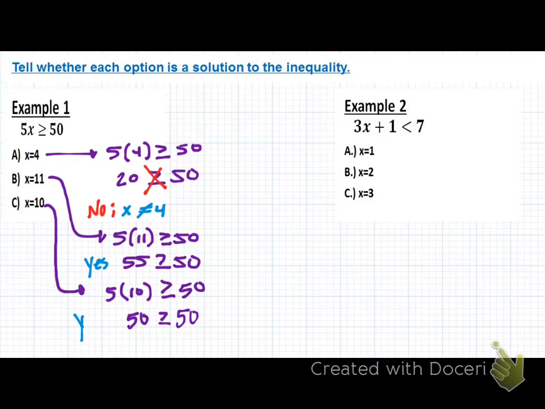So we would write, yes, this is a solution. Okay? So that's number 1. So again, what did I do? I just plugged in the numbers and put them in. Watch me do number 2 now. A little bit more difficult.